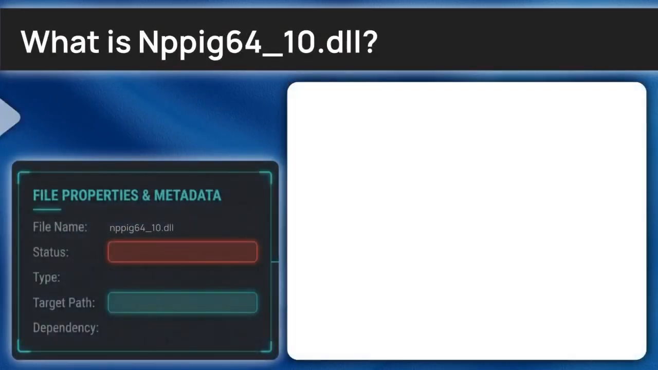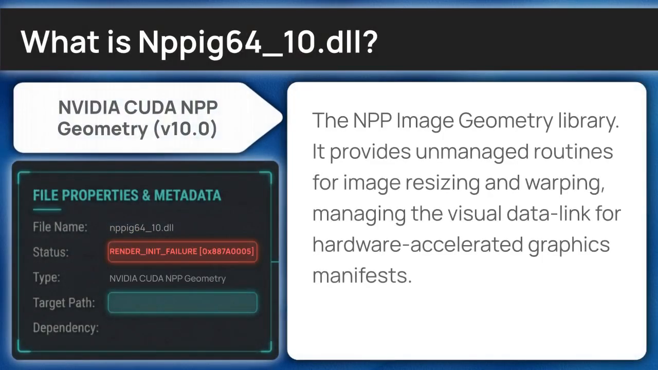This is the NPP 6410, the NPP Image Geometry Library. It provides unmanaged routines for image resizing and warping, managing the visual data link for hardware-accelerated graphics manifests. Since we've covered what this file is, let's move to the primary fix.